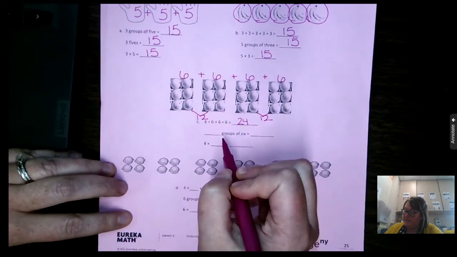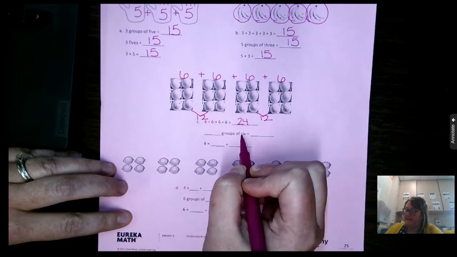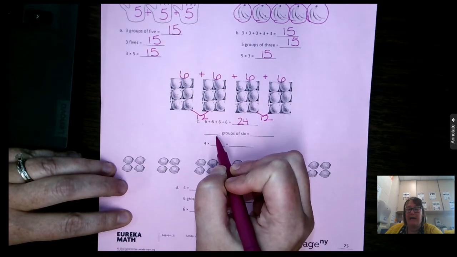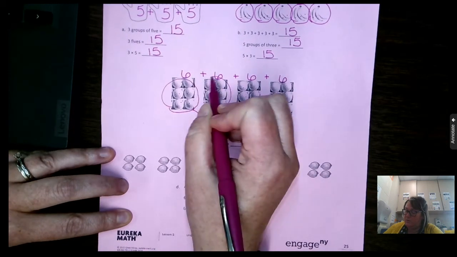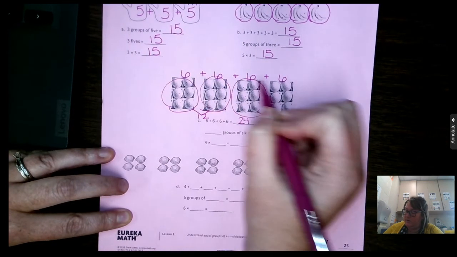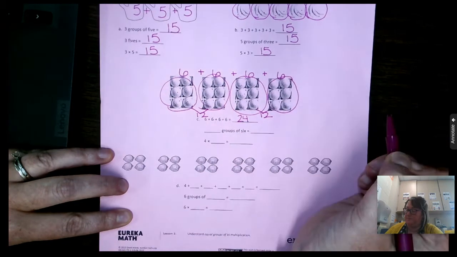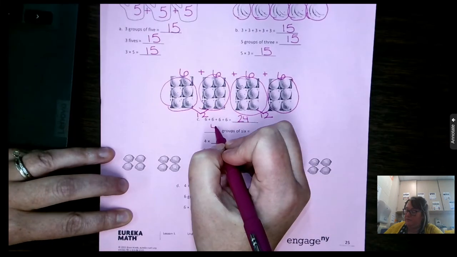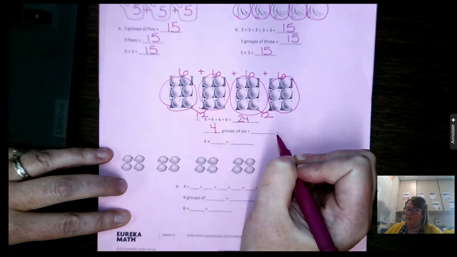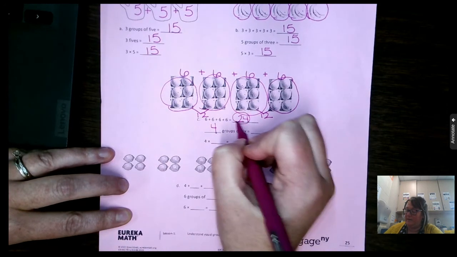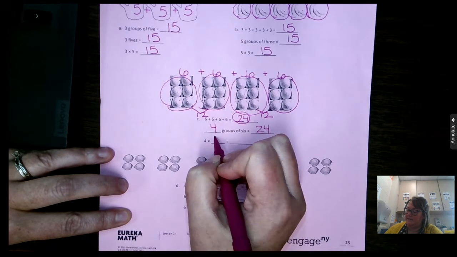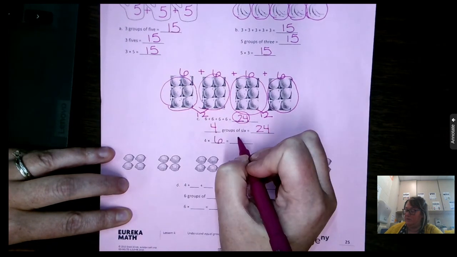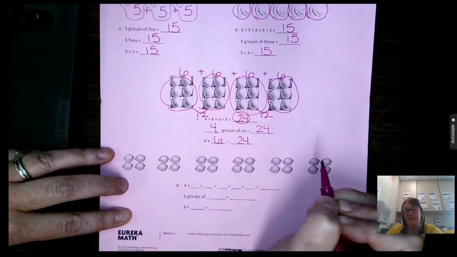Okay, so the next one right here, it's asking us to do a little bit more. So it says blank groups of 6. Well, how many groups do we have? We have 1, 2, 3, 4 groups. So I'm going to fill that in. 4 groups of 6 equals, we already did that work. We already found out that equals 24. So then I have 4 times 6 equals 24. Are we getting good at this?